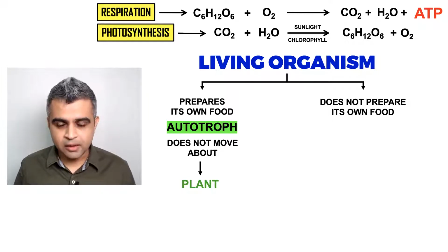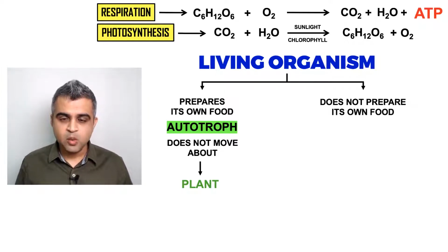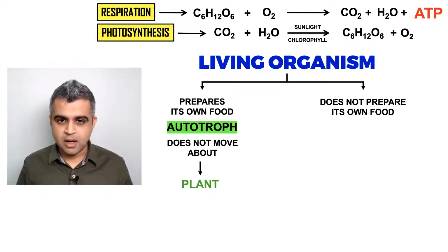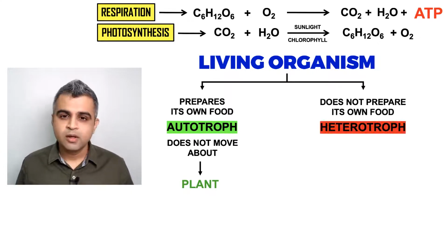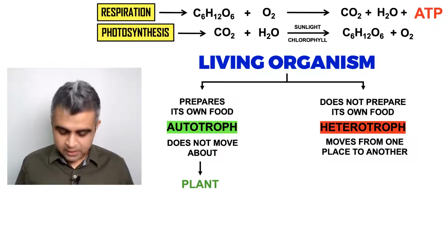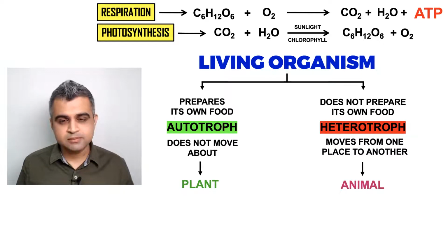On the other hand, you are going to have those organisms which do not make their own food but depend upon different other organisms to provide them with glucose. These which are going to eat food prepared by others are called heterotrophs. Heterotrophs will compulsorily have to move from one place to another because they cannot make food on their own. These are going to be called animals.